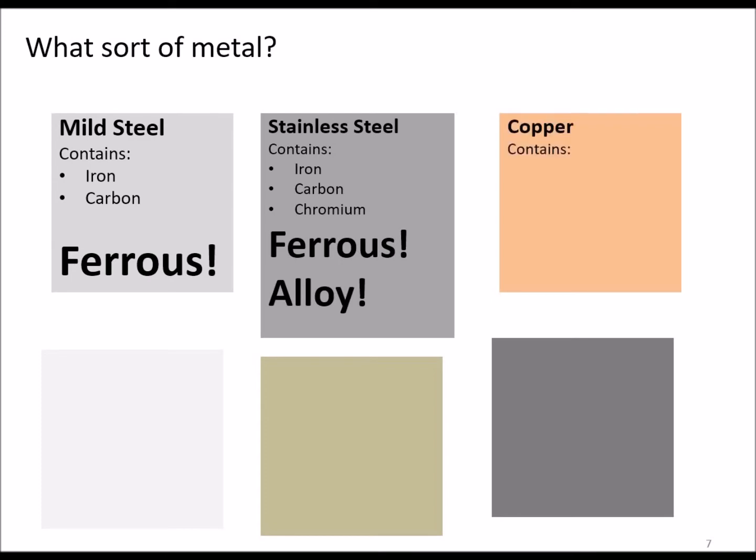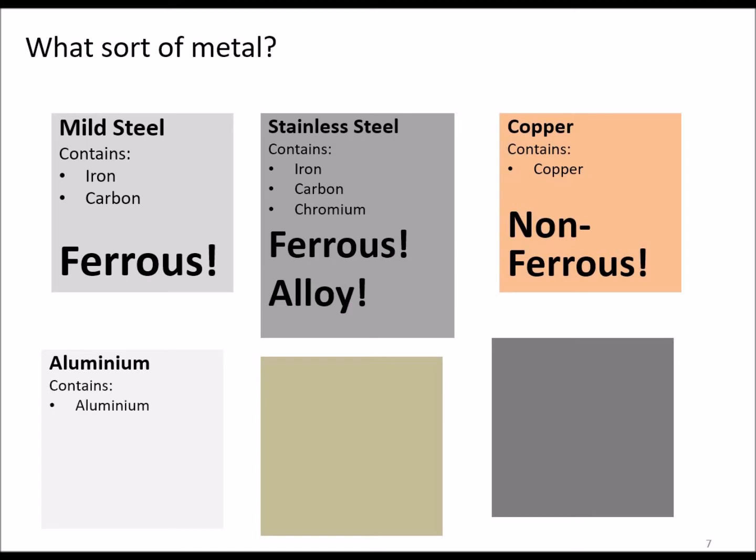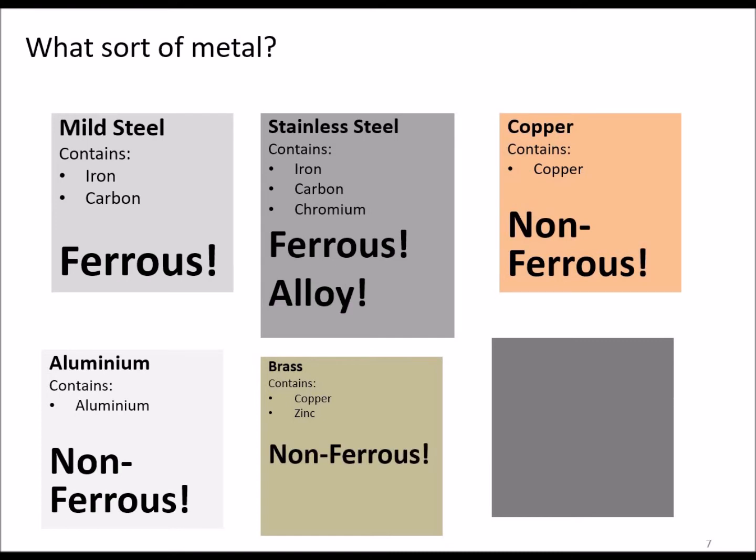Third metal, copper. It contains copper. That's it. It's an element. It's non-ferrous. No iron there. Right, fourth metal, aluminium. Usually drinks cans are made of aluminium. It contains aluminium. It's a non-ferrous metal. Fifthly, brass contains copper and zinc. Both of those are metals. Neither are iron, so it's non-ferrous and an alloy. Finally, lead. What does that contain? Well, it contains lead, again, on the periodic table. It's a non-ferrous metal.